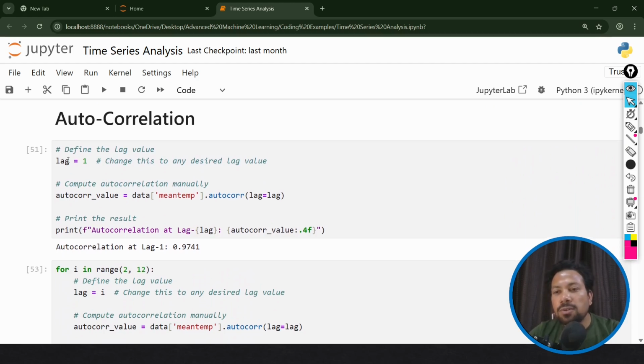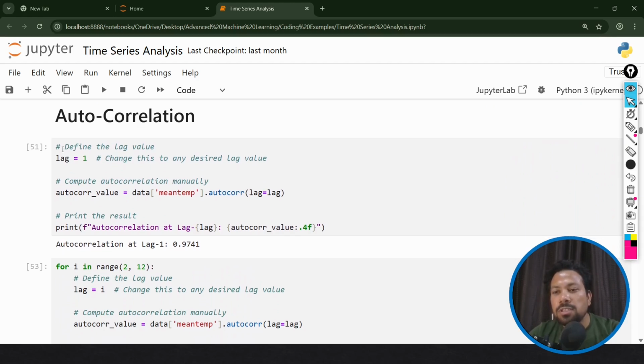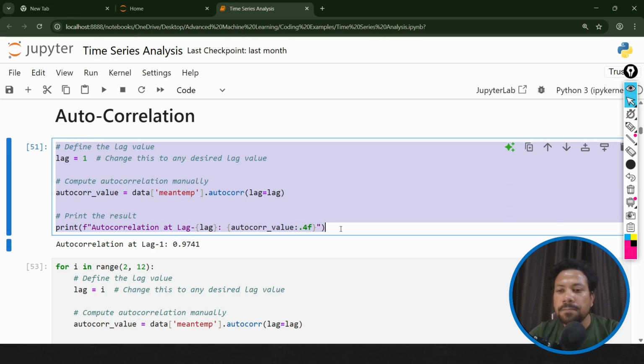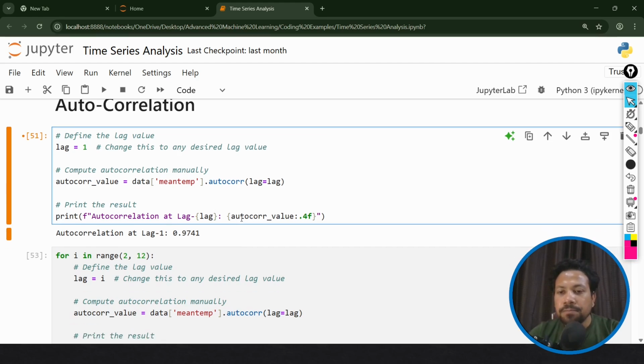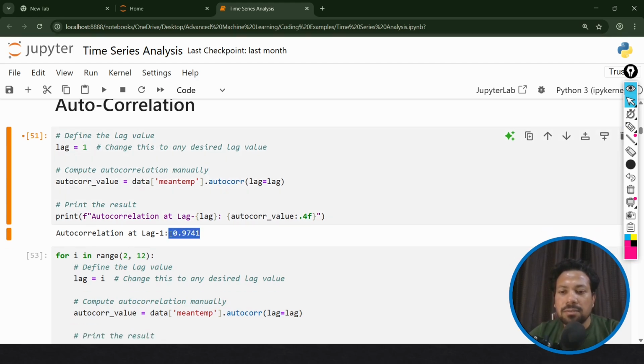To find the autocorrelation between any two values, you just need to use this particular code. Now I have used lag equal to 1 here. You can put any lag. If you want to find the relationship between the present value and the last 10th value, you can just put 10 here, and this will give you a value between -1 and 1, and after that you can get insight into how your present value is affected. Here it comes out to be 0.97. That simply means my present value is strongly influenced by yesterday's value.